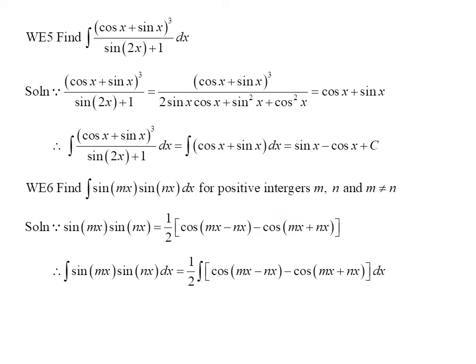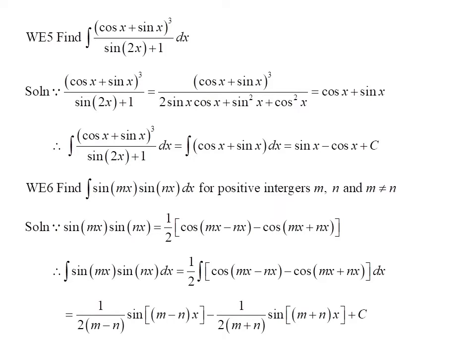Hence, the antiderivative equals 1 over 2 times the integral of (cos of (mx minus nx) minus cos of (mx plus nx)) dx, which equals the reciprocal of 2(m minus n) times sine of (mx minus nx) minus the reciprocal of 2(m plus n) times sine of (mx plus nx) plus C.